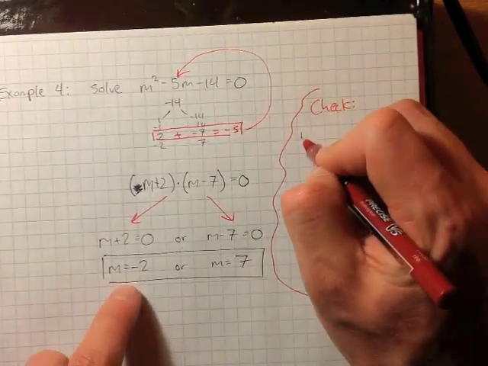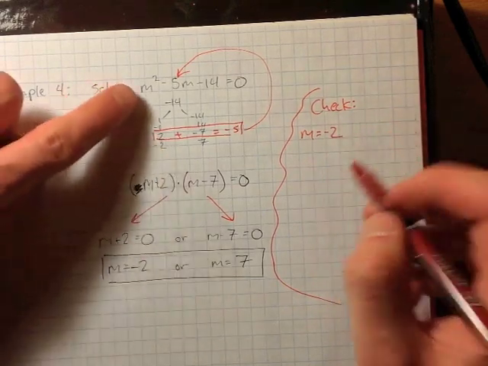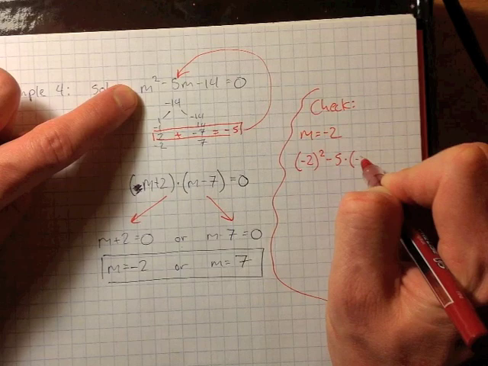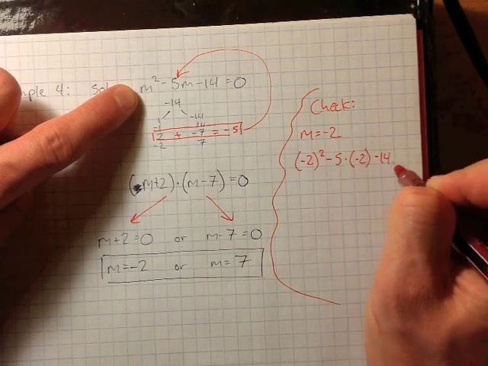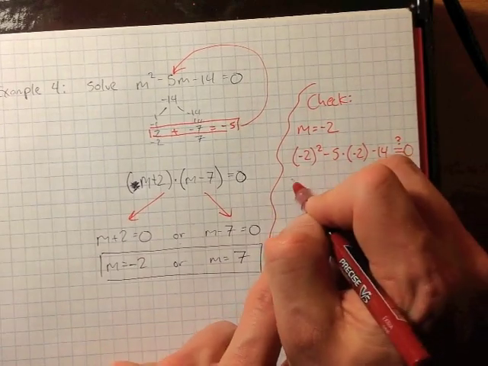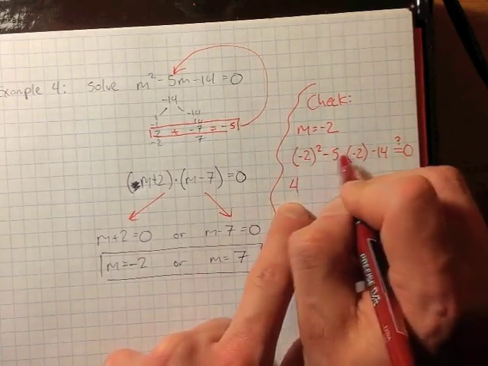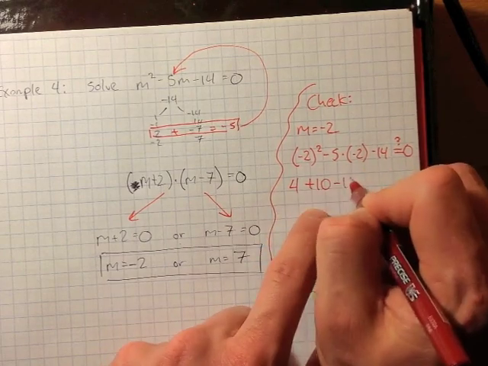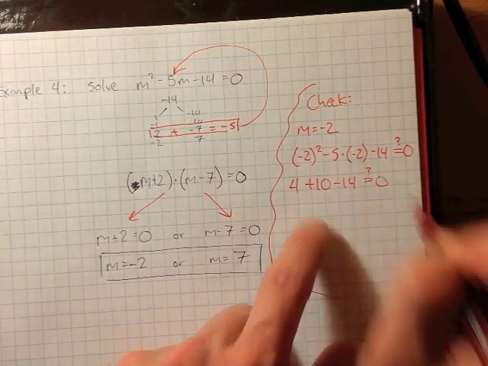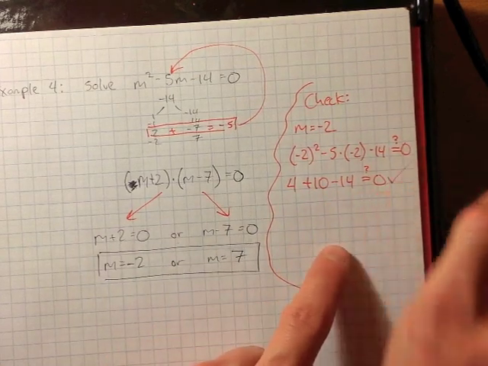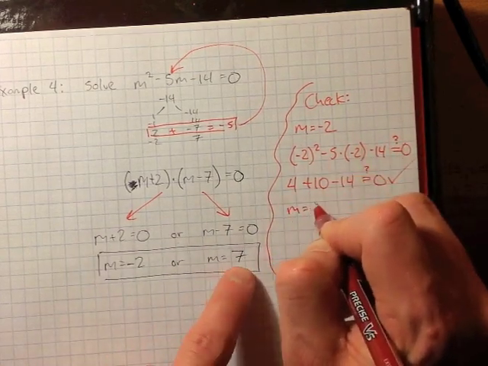So, if m is -2, let's check that. -2 squared minus 5 times -2 minus 14, is that equal to 0? Well, -2 squared is +4. -5 times -2 is +10, minus 14. Is that equal to 0? Why, yes, it is. 4 plus 10 is 14, minus 14, 0. Done.